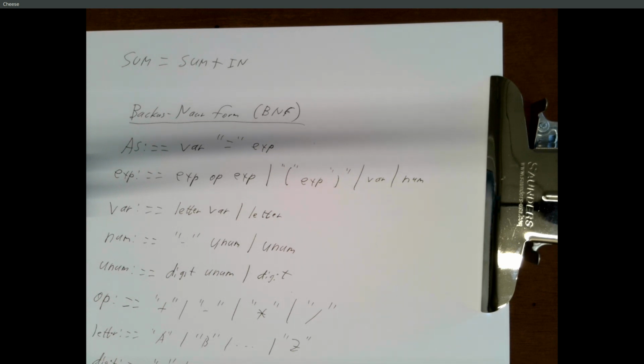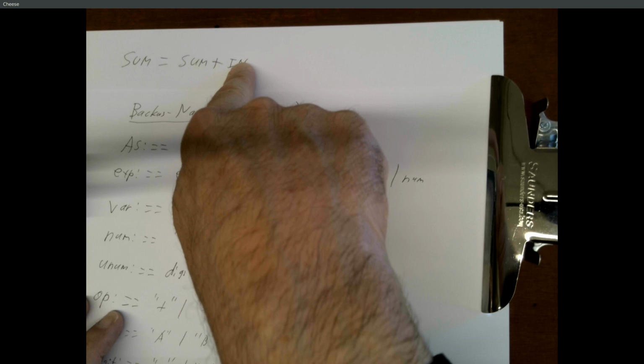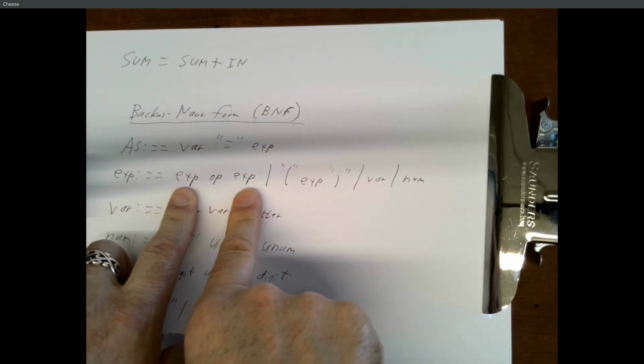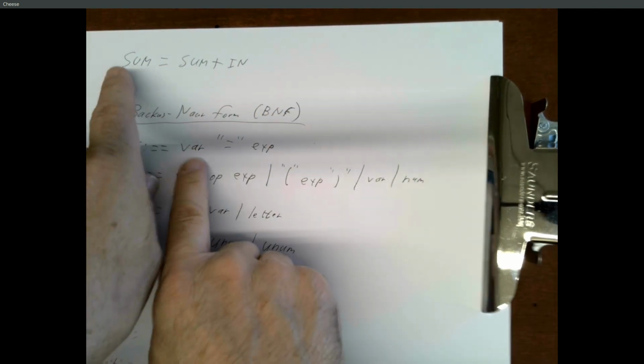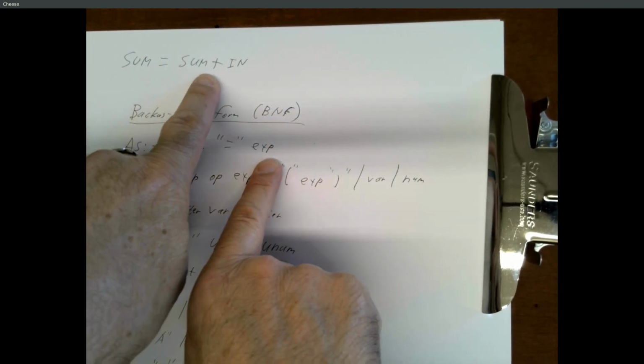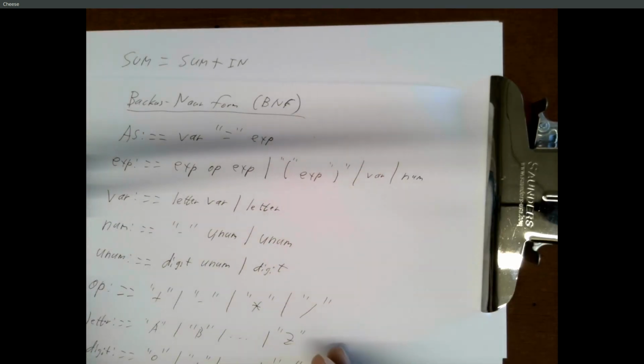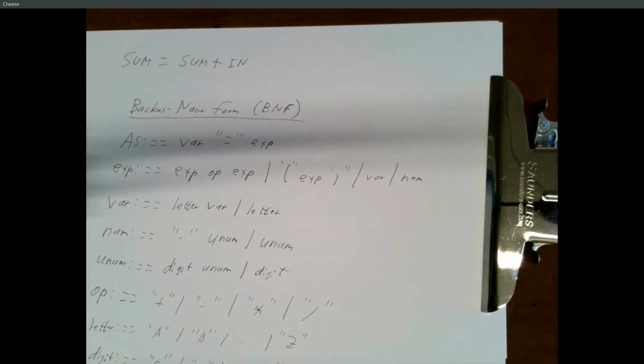It's a collection of uppercase letters, right, where you have to have at least one letter. So sum is a variable, plus is an op, in is also a variable, so sum plus in matches the pattern of an EXP, an expression, which means this whole thing matches the pattern of a variable, an equal sign, and an expression. So if I had a piece of software that knew this BNF for an assignment statement, it could take this string and come back and say 1, true, this is an assignment statement.